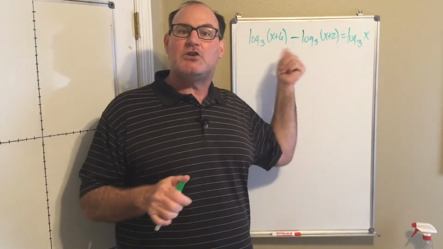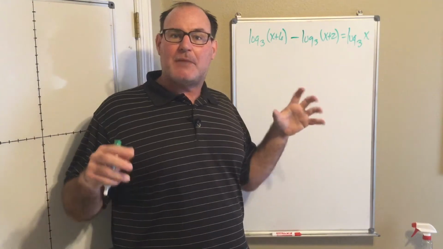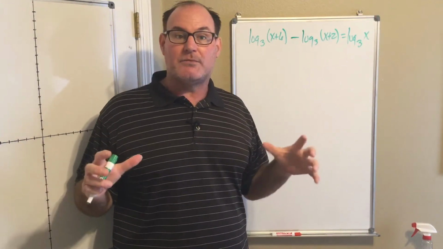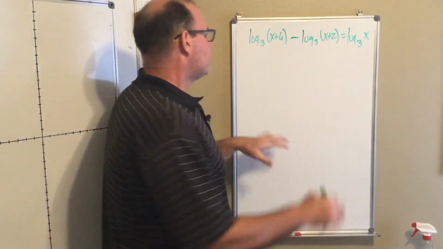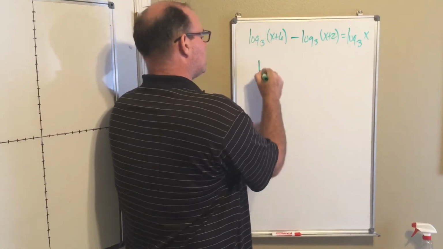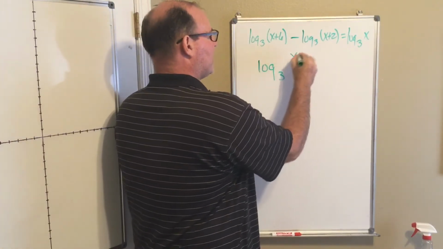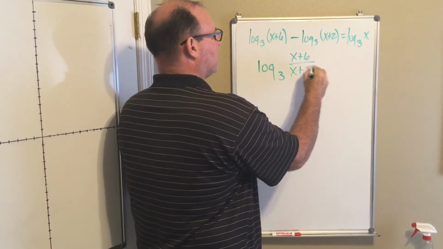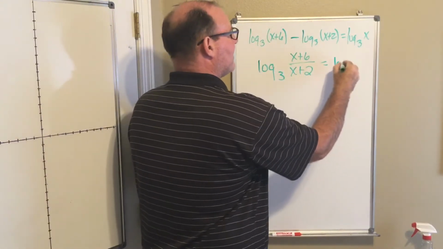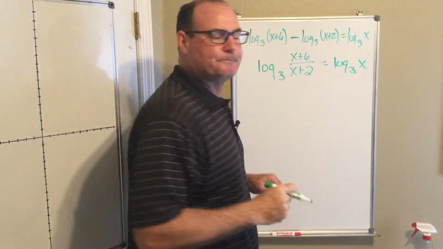So the first thing I'm going to do is, on the left, instead of 2 logarithms, I'm going to make it into 1 logarithm. So this is a subtraction. Remember, that's the quotient rule. So that says I've got the log base 3 of x plus 6 over x plus 2. On the right side, I've just got that single logarithm.